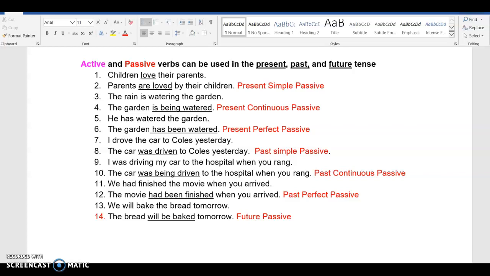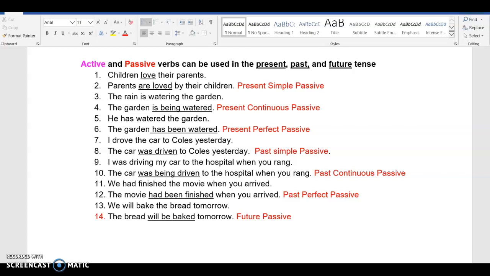So let's look at number 2. Parents are loved by their children. Okay, let's look for the verb, are loved. Now let's look for the subject, parents. Who is doing the verb? The children are doing the verb. So the subject, parents, are not doing the verb. So this is a passive verb. But this is also a present simple passive verb. Okay?